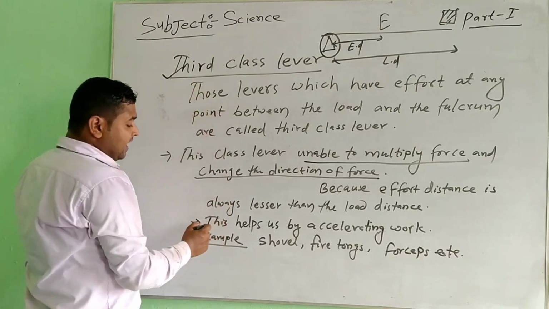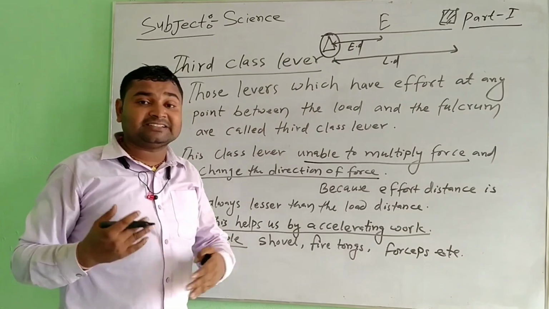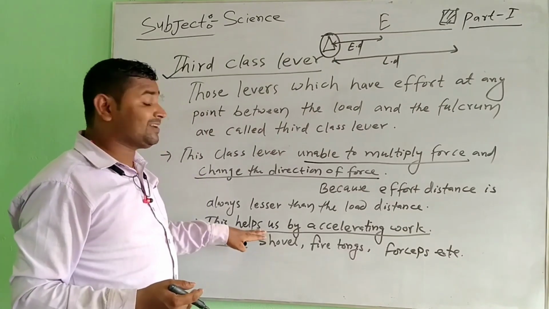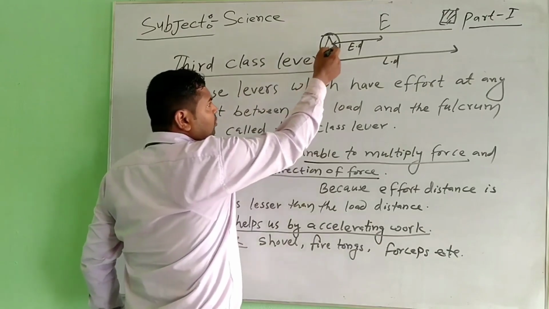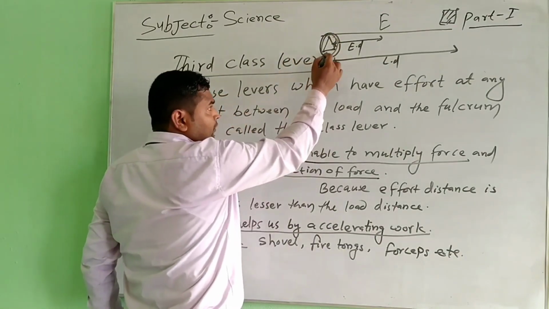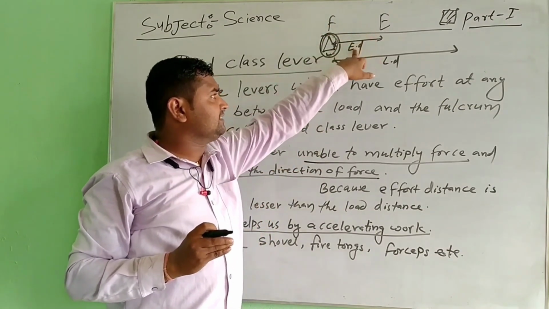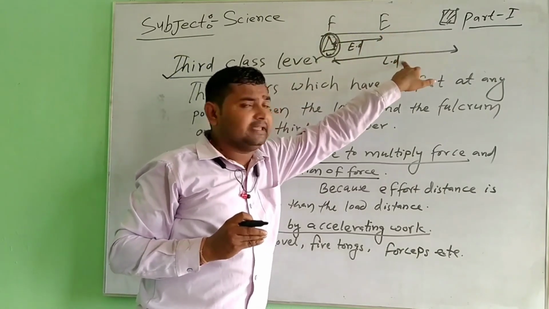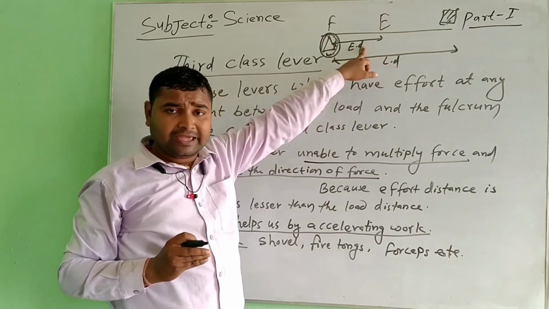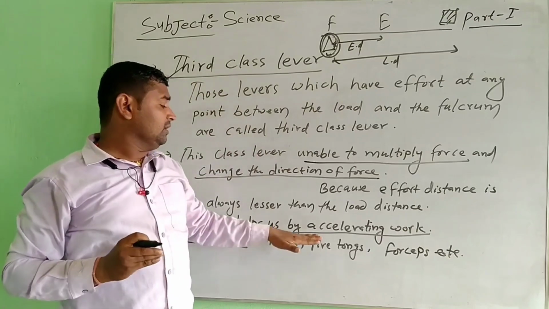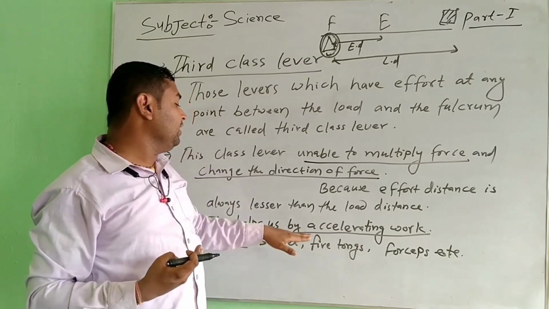So this third class lever helps us by the rate of doing work. Now once again look at the pictures. You have to look at the effort, always the fulcrum. The distance between the fulcrum and the effort is ED, and from the fulcrum to the load is LD. So in third class lever, LD is always greater than ED. So this third class lever helps us by accelerating work, increasing the rate of doing work.